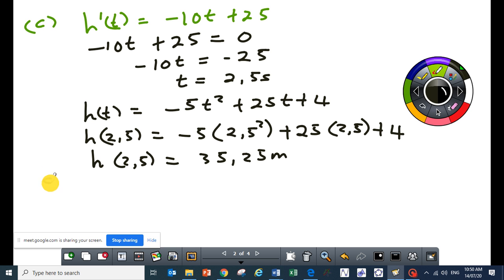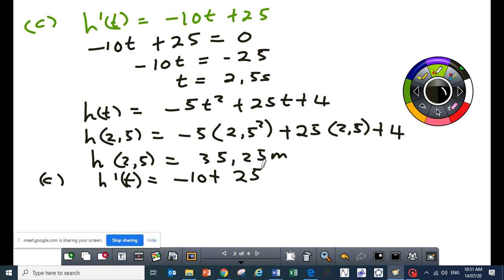Remember the first derivative is h prime of t equal to minus 10t plus 25. Now, if you do your analysis very carefully, remember velocity is a vector quantity.